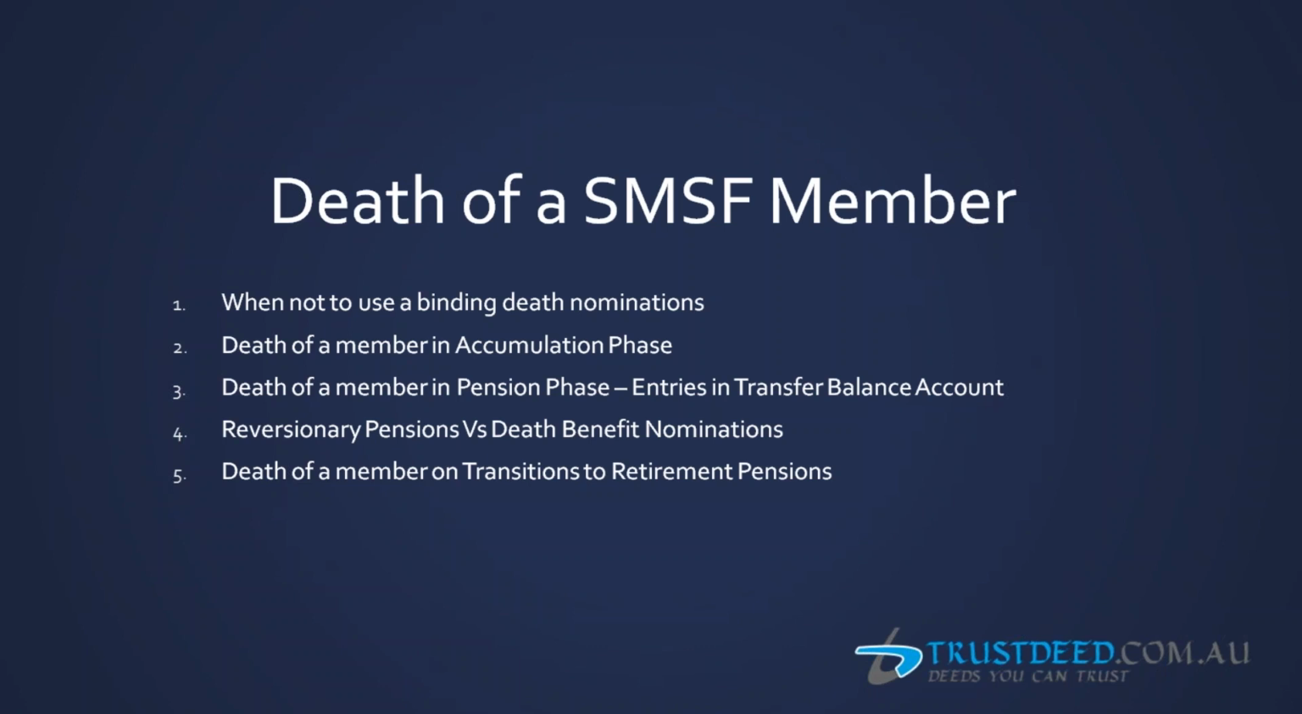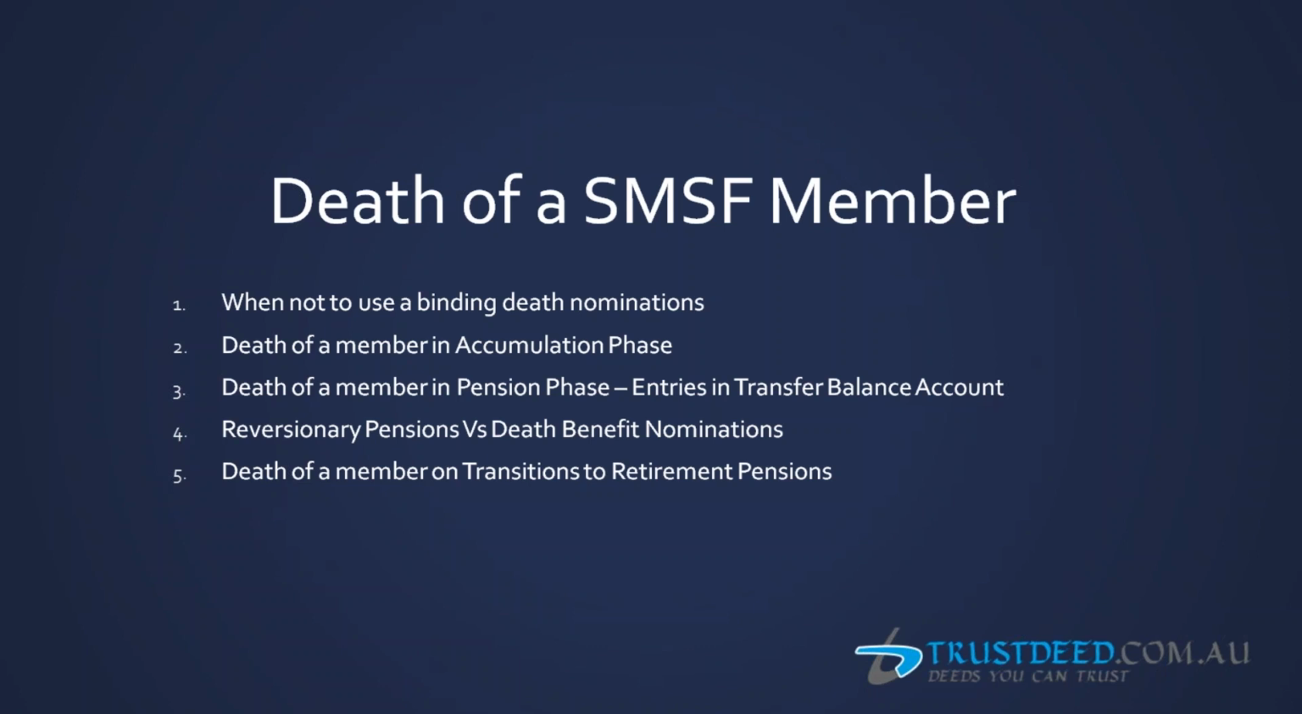And then we have to look at what is the difference between transferring a pension to a reversionary beneficiary, and this can be done via a death benefit nomination as well. So can the two work together, or are they the same document or not? And then lastly, we're going to talk about death of a member on transition to retirement pension.